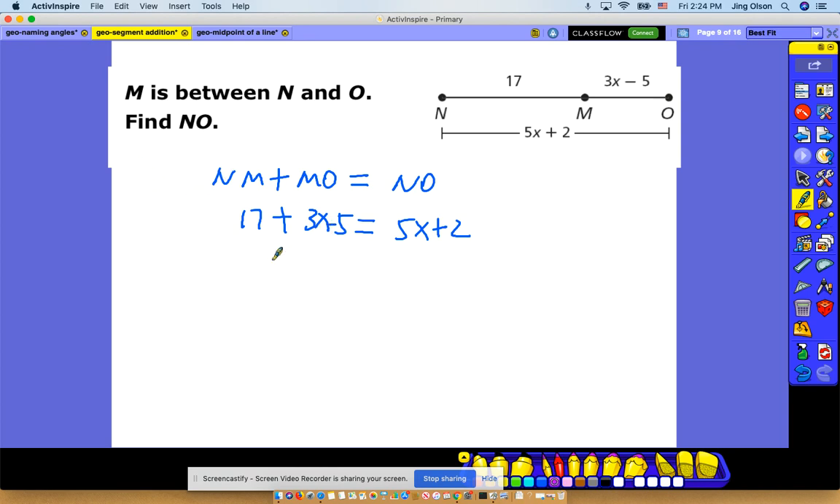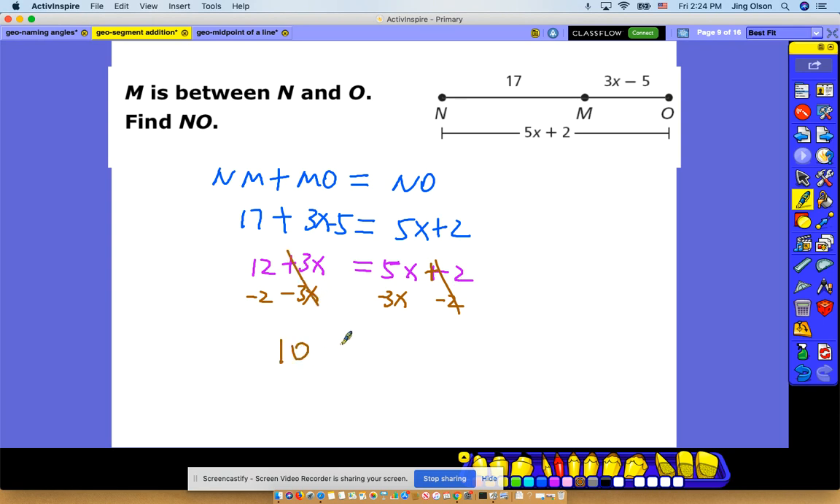Okay, I'm going to go and combine them. So 17 minus 5 is 12. 12 plus 3x is equal to 5x plus 2. Okay, that's why we spend a lot of time solving equations before getting to this. If you don't know how to solve an equation, this is going to be hard to find. And so minus 3x, minus 2.